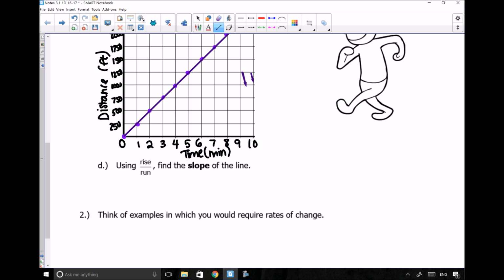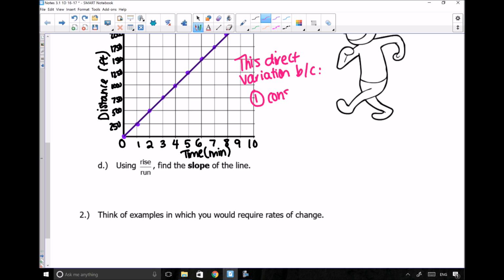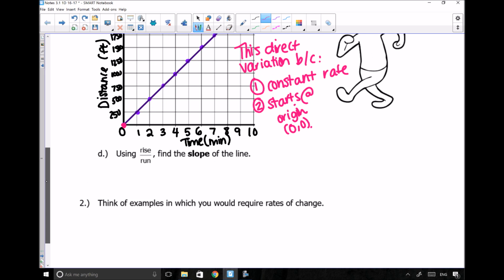This has direct variation. And how do I know that this has direct variation? Because of two things. Let's list this out. This is direct variation because number one, it has a constant rate. And number two, it starts at the origin. Now, what's the origin? The origin is always 0, 0. So it starts at the origin. If it starts anywhere else, it is not direct variation.